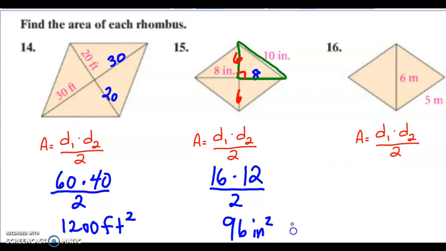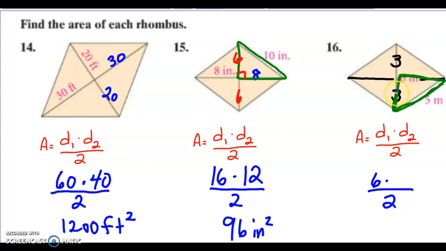Not the last one, I think there's one more. So we know one of the diagonals is 6, so that one goes all the way across. We still need to find the other diagonal, though. We do have a hint here. We know this side is 5. So what we should probably do is go ahead and draw in the other diagonal. Again, remembering that when the diagonals are drawn in a rhombus, they are bisected. So it's still 6, but now we could write 3 and 3 instead.